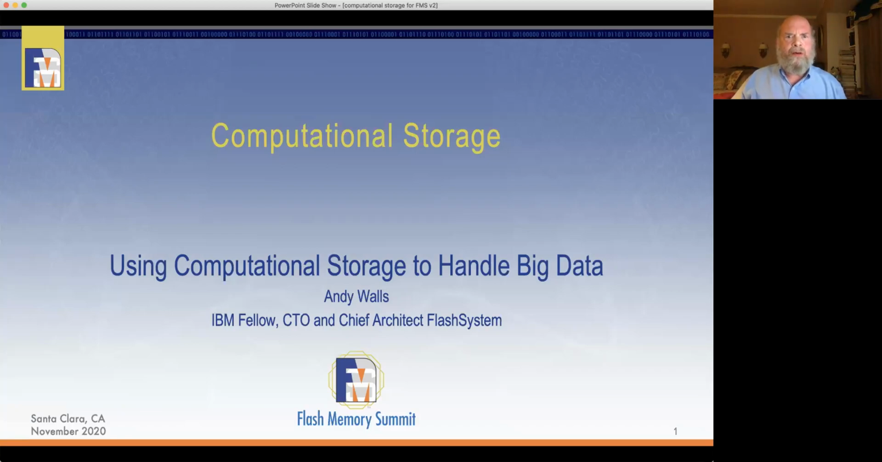Hi, and welcome to this session on computational storage, specifically using computational storage to handle big data.